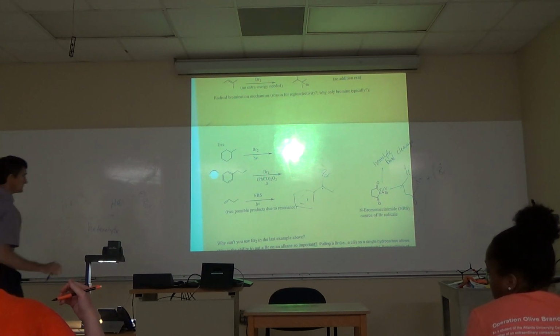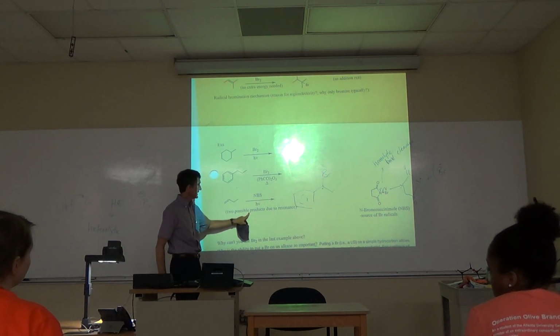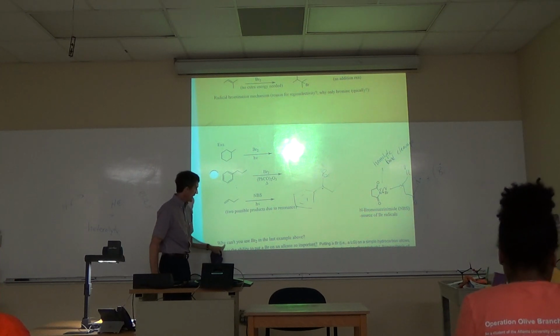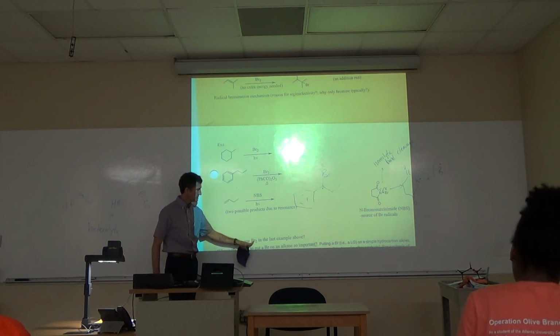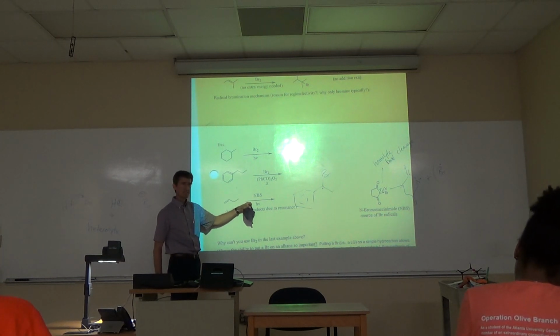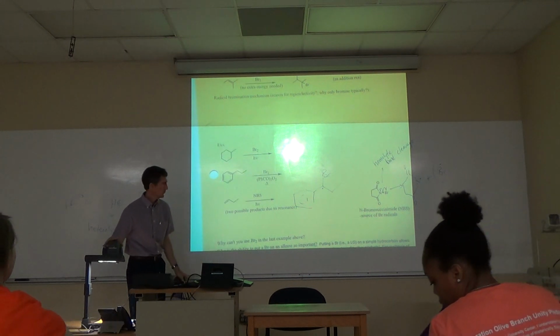Okay? Down here we have two possible products due to resonance. Please show them both. Okay? And also answer this question. Why can't you use Br2 in the last example? Why is NBS better here? We need to talk about that. Particularly, why can't you use Br2? What else could happen there?